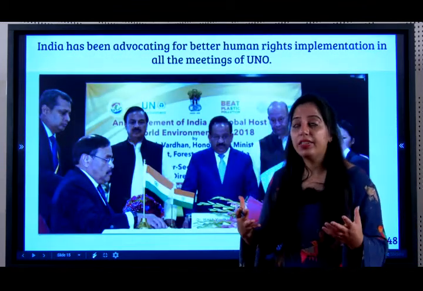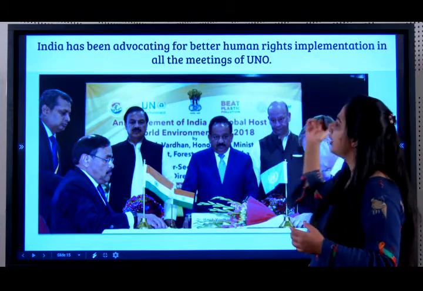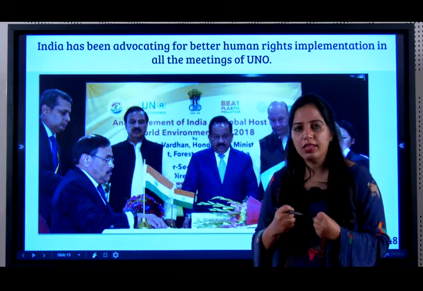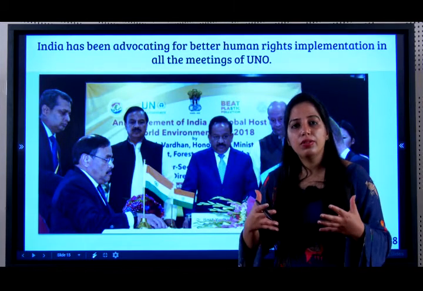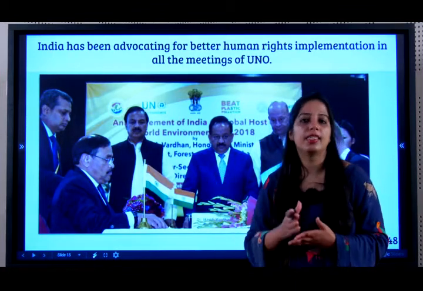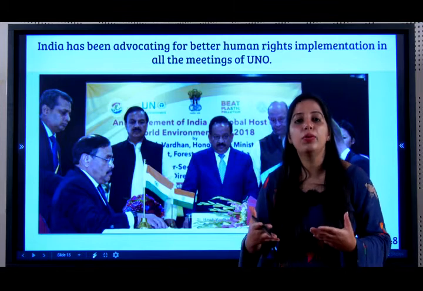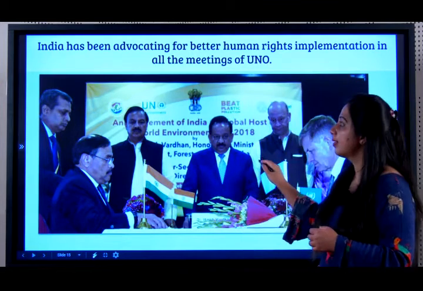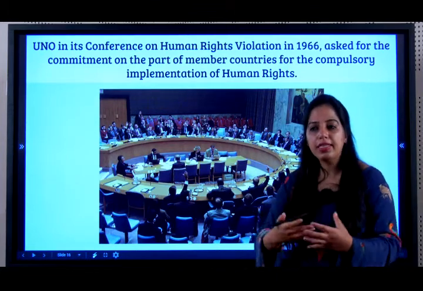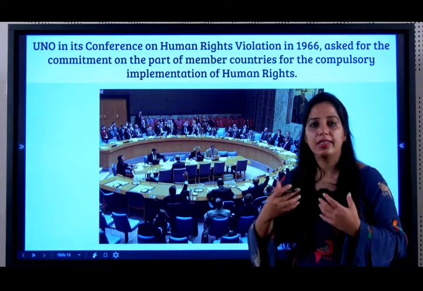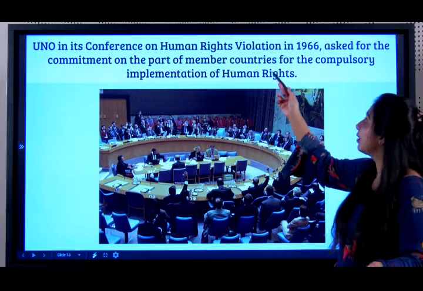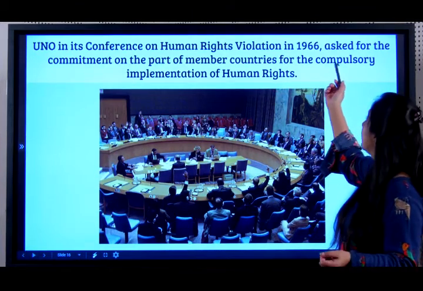India has been advocating for better human rights implementation in all the meetings of the United Nations Organization. So it's not just concerned about the Indians in the country. It's also concerned about the global human rights situation, and in all the meetings it has at the UNO, it talks in support of human rights. The United Nations Organization had a conference, a meeting where all the countries sent their representatives. The conference's theme was human rights violation, in the year 1966.